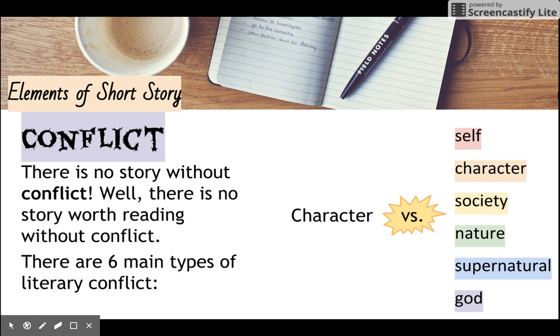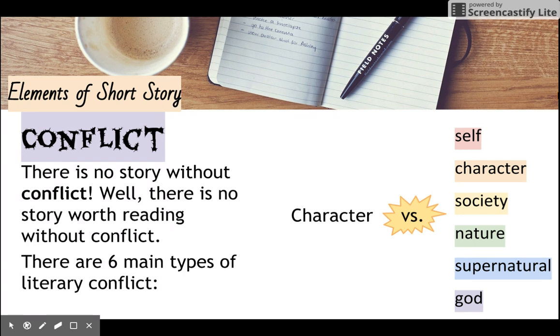Lesson 5 and our final lesson in short story is going to take a look at conflict. And there's no story without conflict. Well, there's no story worth reading without conflict. You need conflict to create excitement and to make the plot move forward.